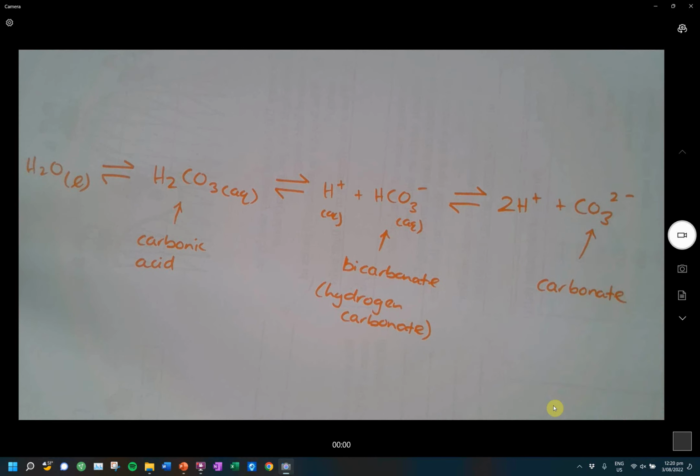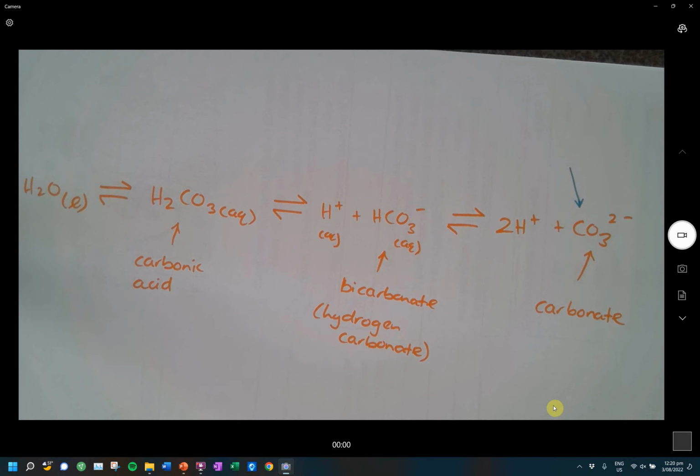Why is that carbonate special and important in our oceans? Does anyone know? Blake, you might have an idea. I kind of know, but I don't know it. You said calcium, right? I said something rather than calcium that makes the ocean more basic. Yeah. So this here is important for seashells. Oh, yeah, that's right.